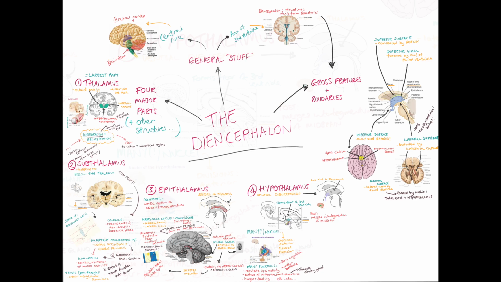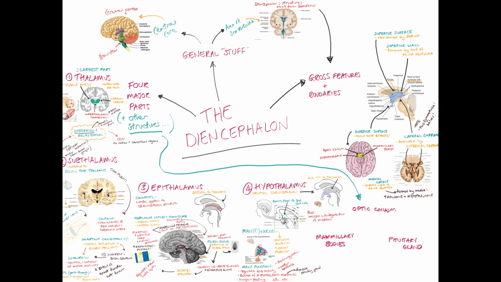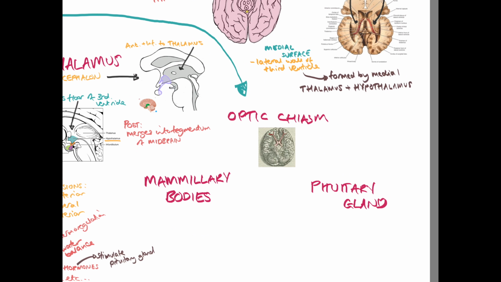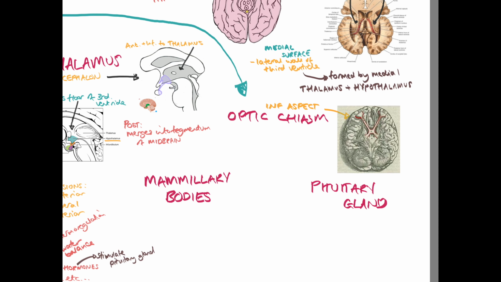Now all that's left is to briefly look at the other structures that we mentioned earlier. These are the optic chiasm, mammillary bodies, and the pituitary gland. First, the optic chiasm. The optic chiasm is found on the inferior aspect of the diencephalon. Anatomically, it's related to the hypothalamus and it's considered part of it.